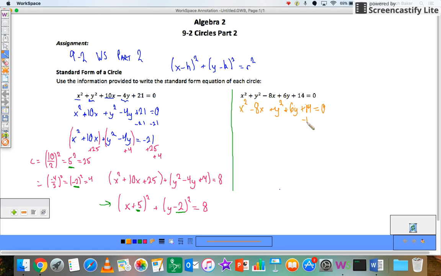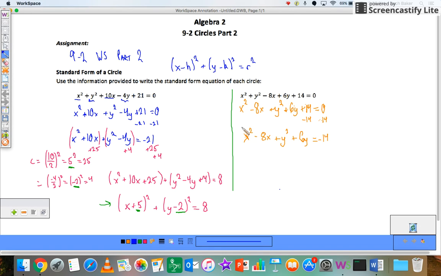Now, just like we did over on the last one, step 2, we want to take our numbers away from our variables. So now I've got x squared minus 8x plus y squared plus 6y is equal to negative 14. Now, it is possible if you want to combine those into the same step. That's fine. I get that most of us probably can do that. I just want to make sure I'm showing all of my work through this.